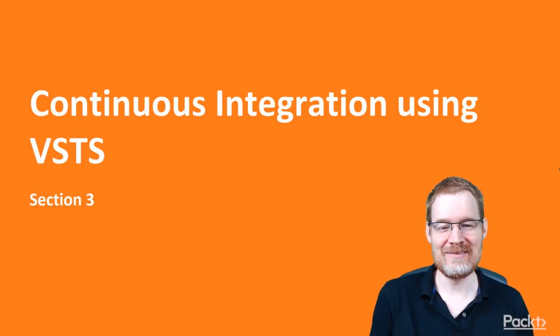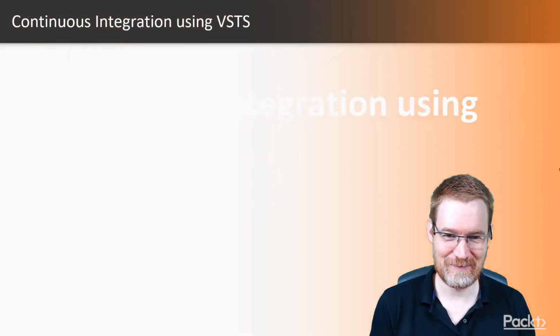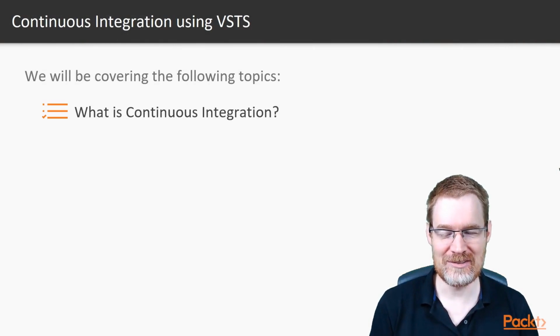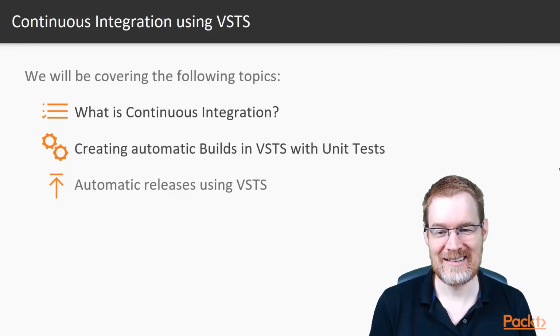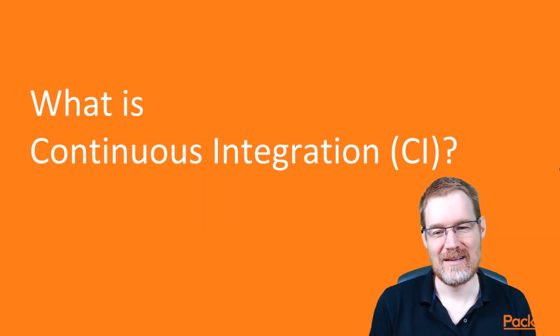This is section 3, and we're looking at continuous integration using Visual Studio Team Services. So we're going to be looking at what is continuous integration, because there are many different ways of using Visual Studio Team Services automation. And then we're going to look at creating automatic builds with unit tests, and then taking that automatic build and then automatically releasing it. So what is continuous integration?